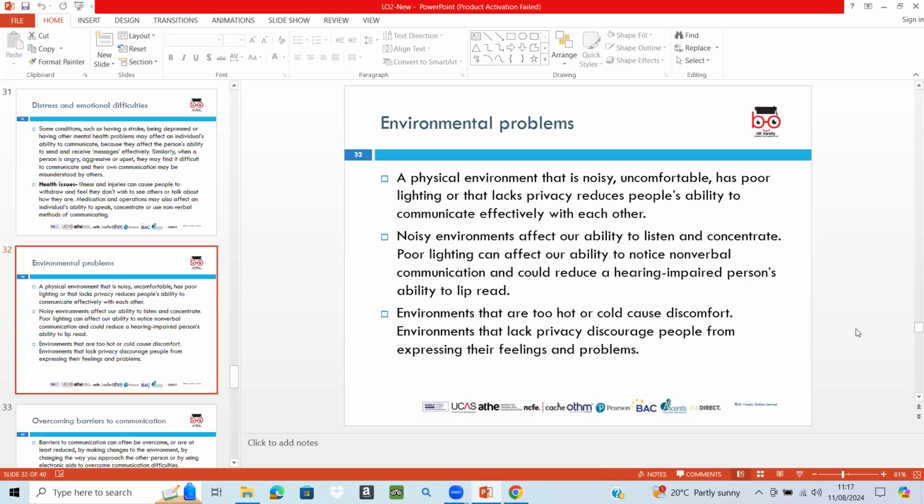Then we can say that lack of privacy as well. A lack of privacy can also discourage service users from sharing personal information. For example, a service user might be reluctant to discuss sensitive health issues if they feel they can be overheard by others. So, providing a private space for consultation is essential for effective communication.